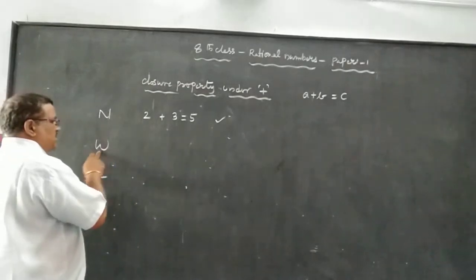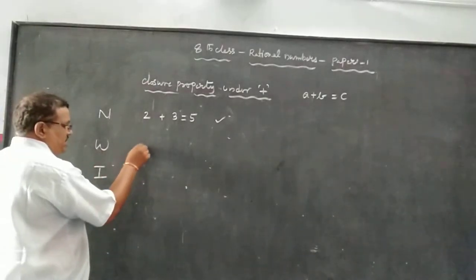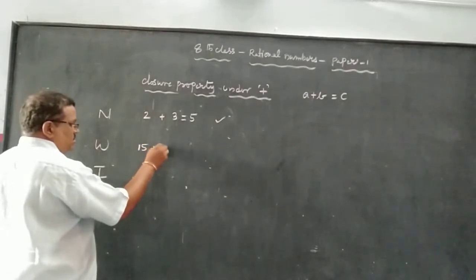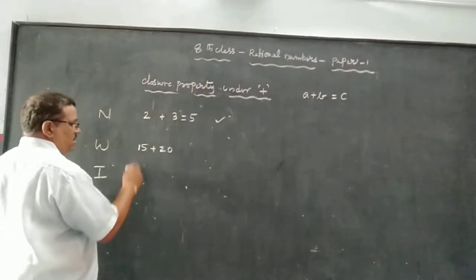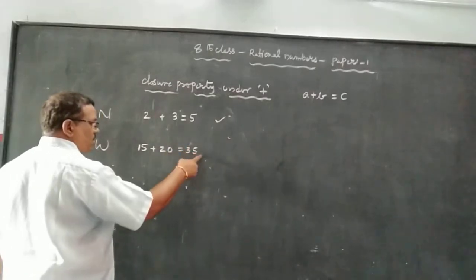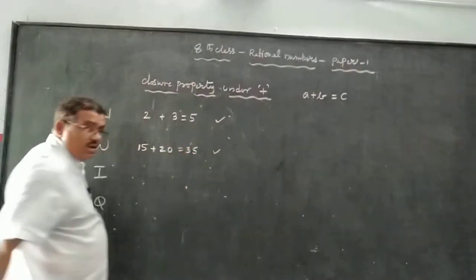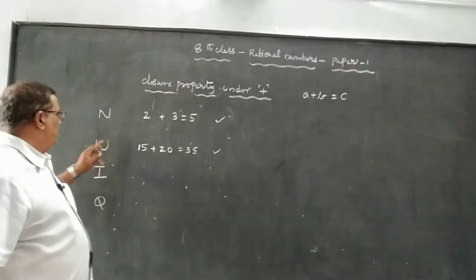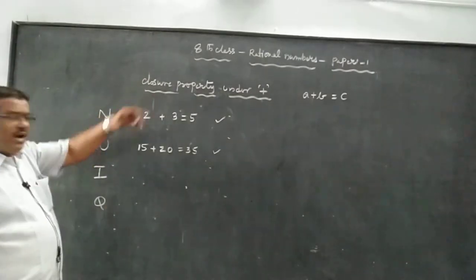So natural numbers satisfy the closure property under addition. Now we discuss whole numbers. 15 is a whole number, 20 is also another whole number, the sum of them is 35, and 35 is also another whole number. So whole numbers also satisfy the closure property under addition.